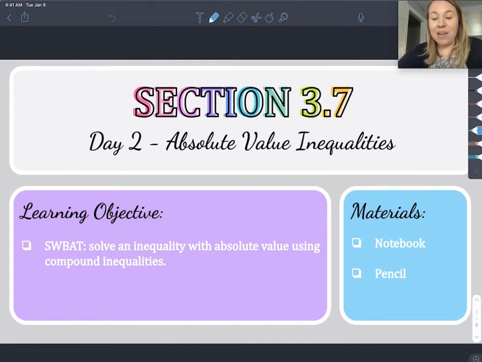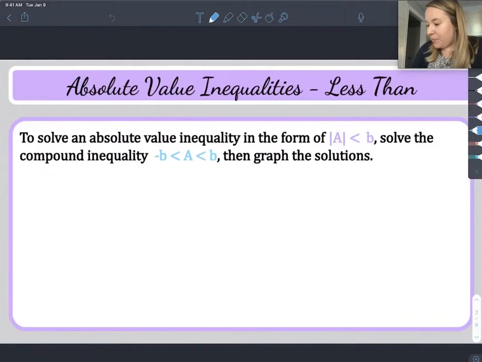So we're going to have to think back to everything we learned in 3.6 to help us solve some inequalities today in 3.7. So let's get started.